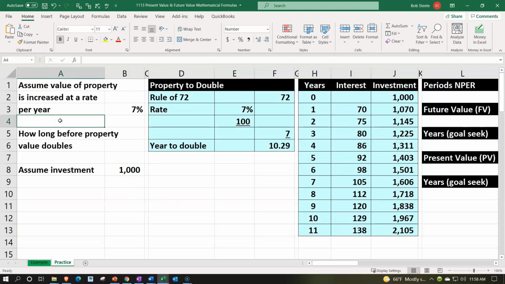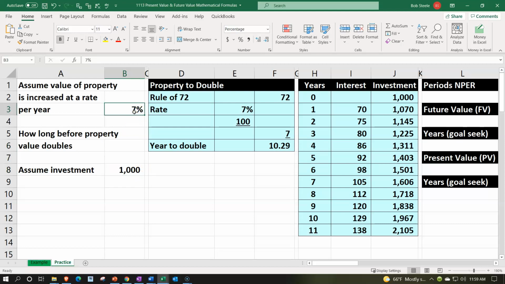So the problem says we assume the value of property increased at a rate per year of 7%. Now, this would be a similar kind of scenario if you're talking about any kind of thing that's going to increase, like an investment, like a house, like land, like stocks or something like that, that you expect to be going up over time. We're going to be asking how long it will take before something doubles. So you could ask that with an investment amount like $1,000, or you can ask it abstractly, just basically saying how much would any investment take to double at a rate of 7%.